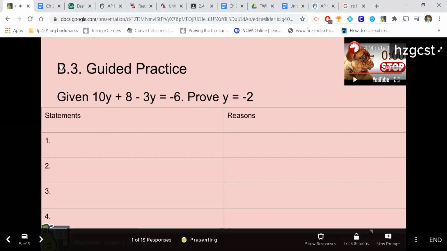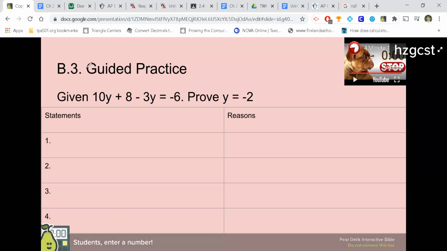All right, here's my proof. Again, if you didn't follow this exactly, you could still have the right answer. This is what everyone should have. Everyone should have that the first statement is 10y plus 8 minus 3y is equal to negative 6, and the reason we know that's true is because it was given. And everyone should have that their last line is y equals negative 2. Now, what happens in the middle can kind of change. Some of you may have subtracted 8 first. Some of you may have combined like terms. I'm going to combine like terms first.